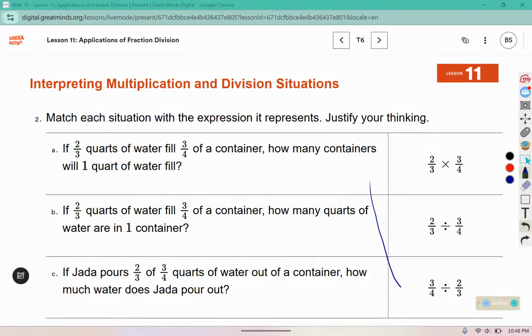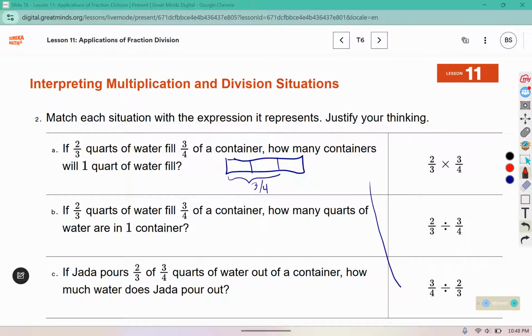We are trying to fill 3/3 of a quart. So this would look like this. And 2/3 of the container, or 2/3 quart. 2/3 of a quart is 3/4 of a container.